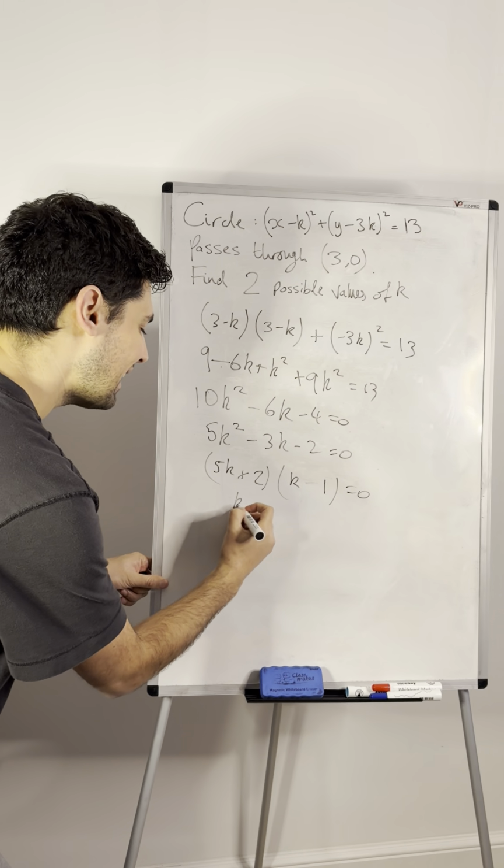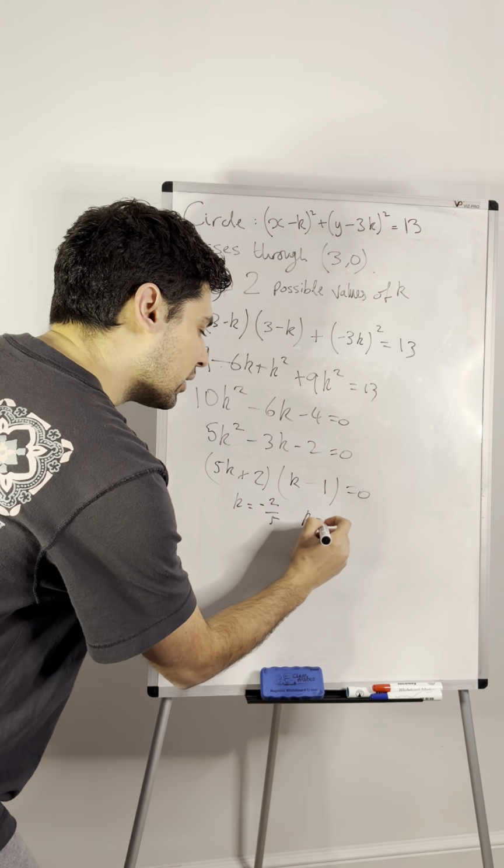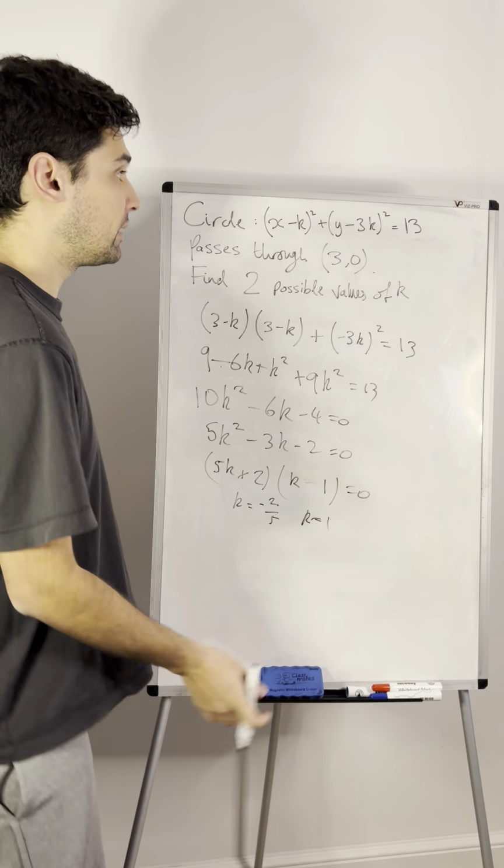And then so k equals minus 2 over 5 because this bracket has to equal 0. And k equals positive 1 because this bracket has to equal 0. There's your answer.